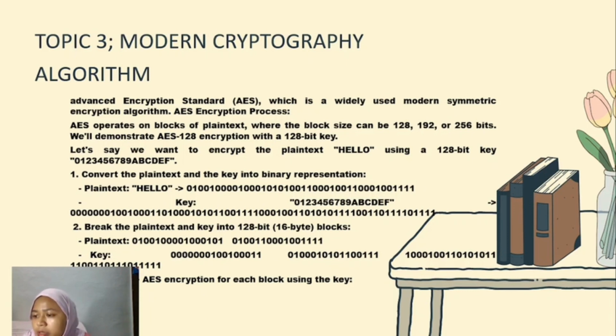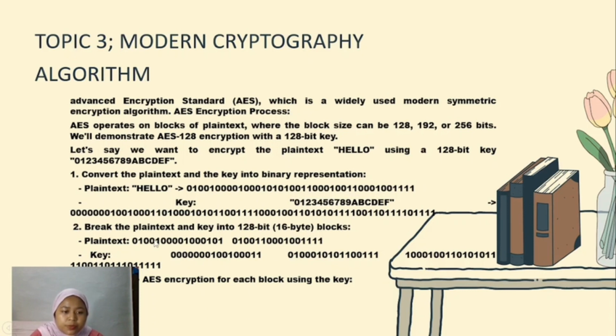AES operates on blocks of plaintext where the block size can be 128, 192 and so on. Number 1, convert the plaintext and the key into binary representation. The example is here. And number 2, break the plaintext and key into 128-bit blocks. Okay, the example is like here.